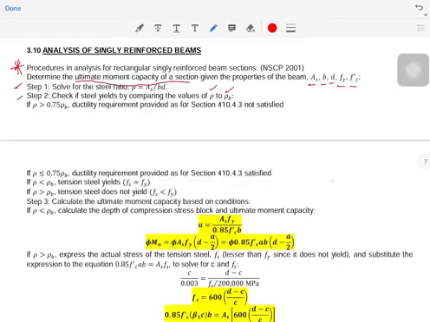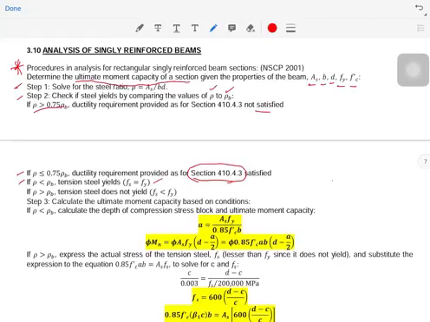If rho is greater than 0.75 of rho balance, the ductility requirement provided in section 410.4.3 is not satisfied, while if rho is less than or equal to 0.75 of rho balance, the ductility requirement provided in section 410.4.3 is satisfied. Just review this particular section; I think we have discussed it already in the concepts of chapter 3. If rho is less than rho balance, then your tension steel yields.